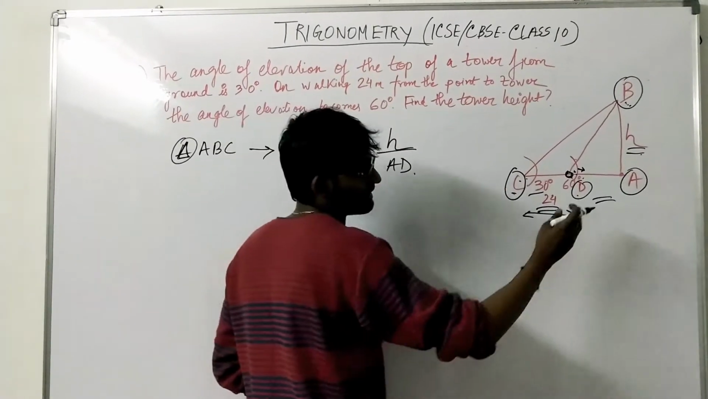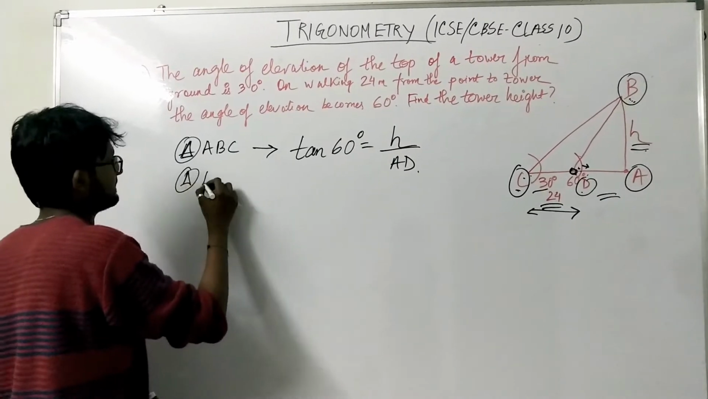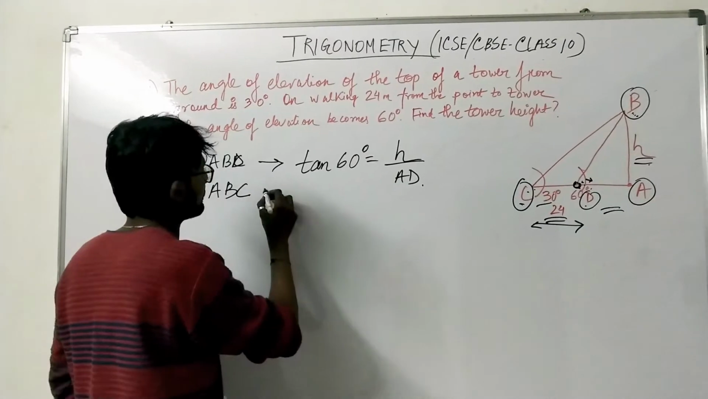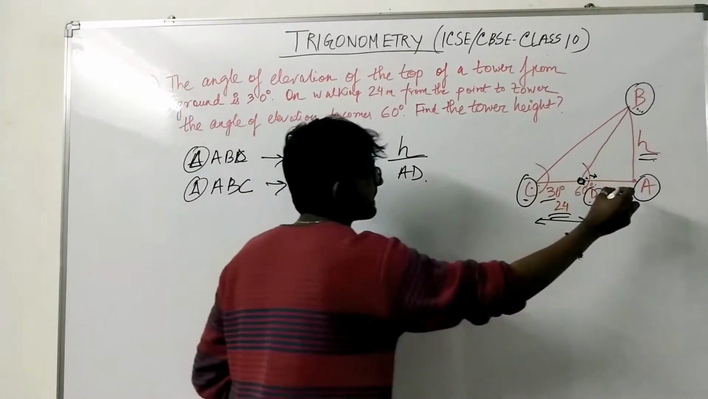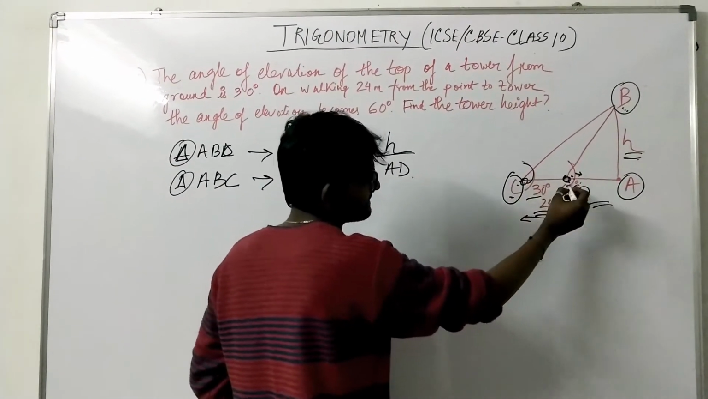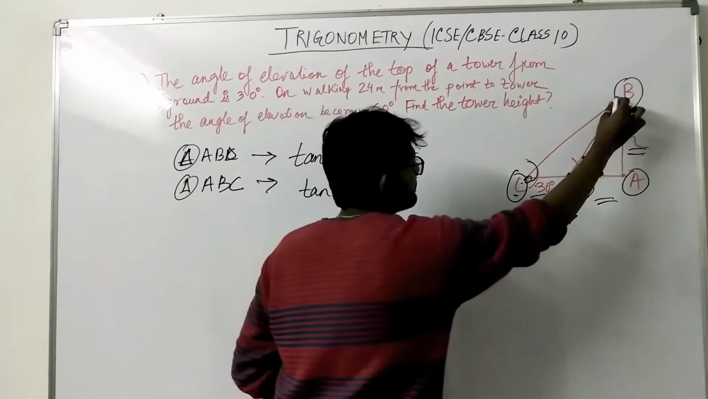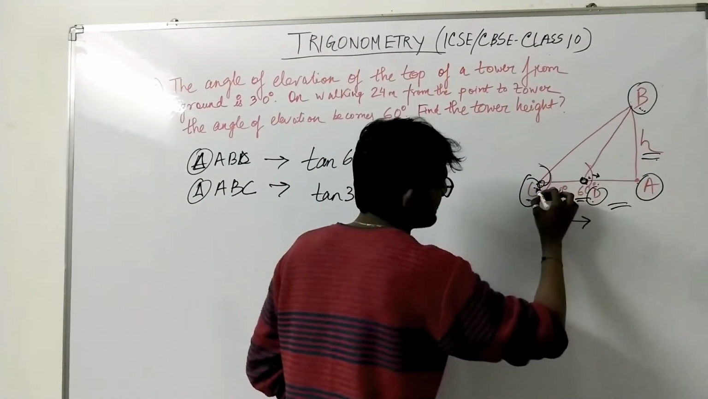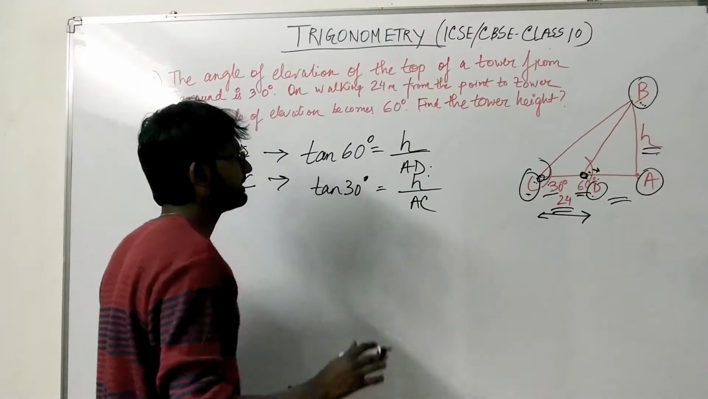Now I will come to the triangle ABC, the whole triangle. Over here, in ABC, it is tan 30 degrees. The angle will change because for angle ABC, the angle of elevation from this point C is changing from 60 to 30 degrees. So tan 30 is equal to perpendicular. Perpendicular remains the same. Base is AC now, not AD. Okay, got it?